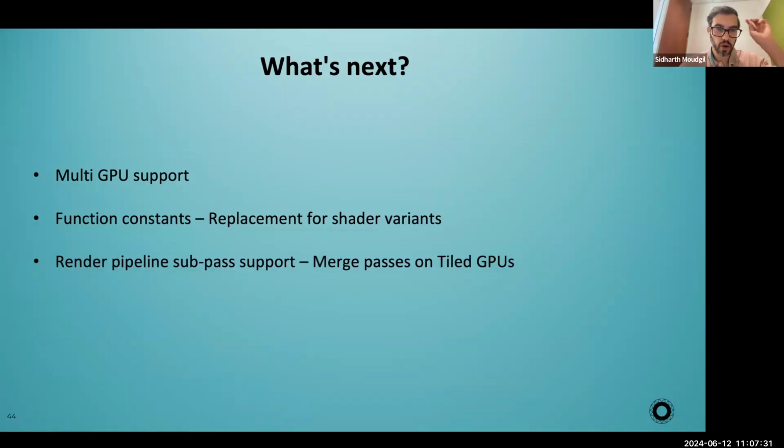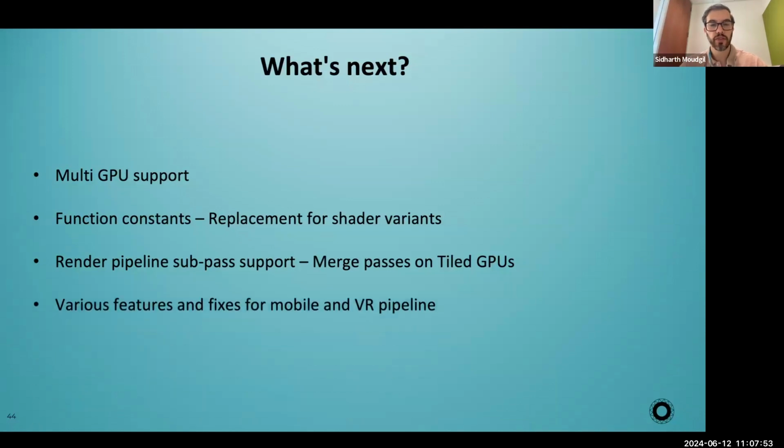You have your render pipeline support. Another team is working on providing subpass support. It currently exists on the RHI, but this will make it available across the render pipeline, so you can actually build pipelines with subpass support. This is a big deal because it's a huge optimization for mobile and VR. And there's a bunch of fixes happening on mobile and VR.